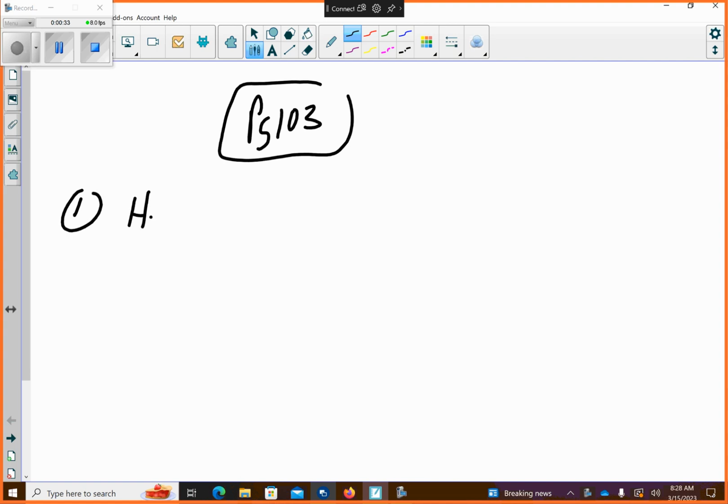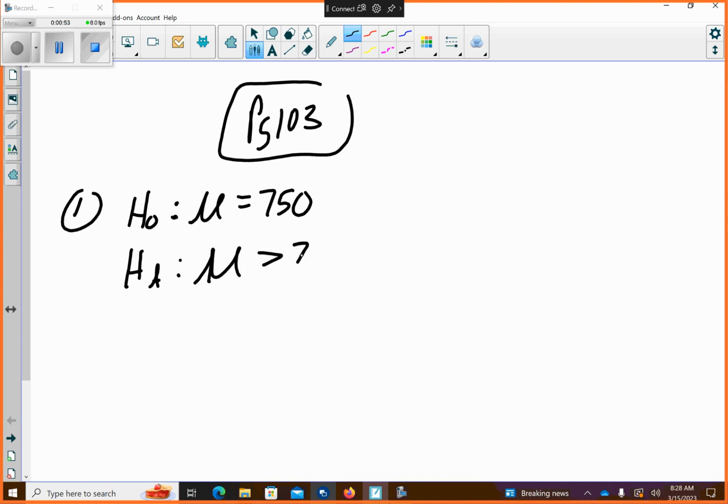if we want to make our null hypothesis, we could just basically say, hey, mu is equal to 750. I'm just creating Greek letters up here. And then our alternative is we think that mu is greater than 750.